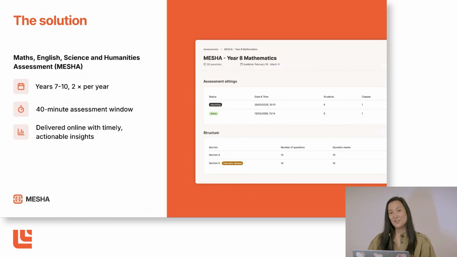And it's delivered online through the Edrolo platform so that you can get timely, actionable insights. You'll be able to see how your students performed immediately after the test is completed. And then 10 days after the assessment window closes, you'll be able to get a comparative, comprehensive report that you can action immediately.